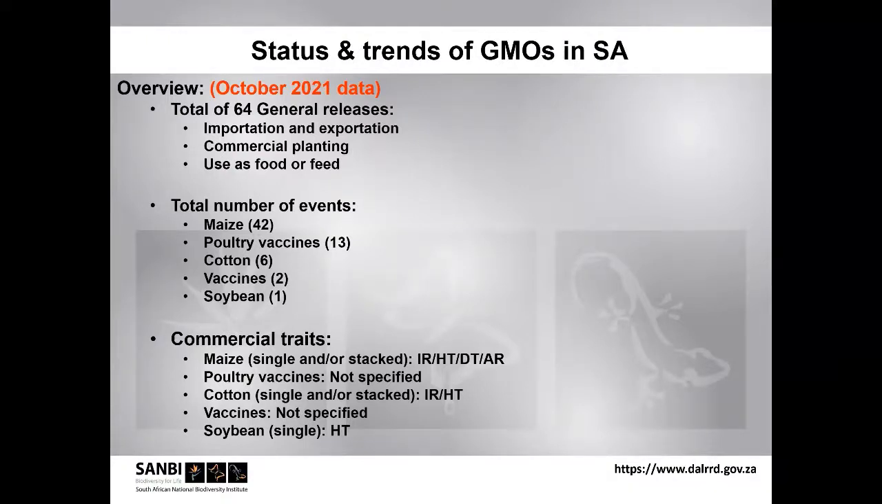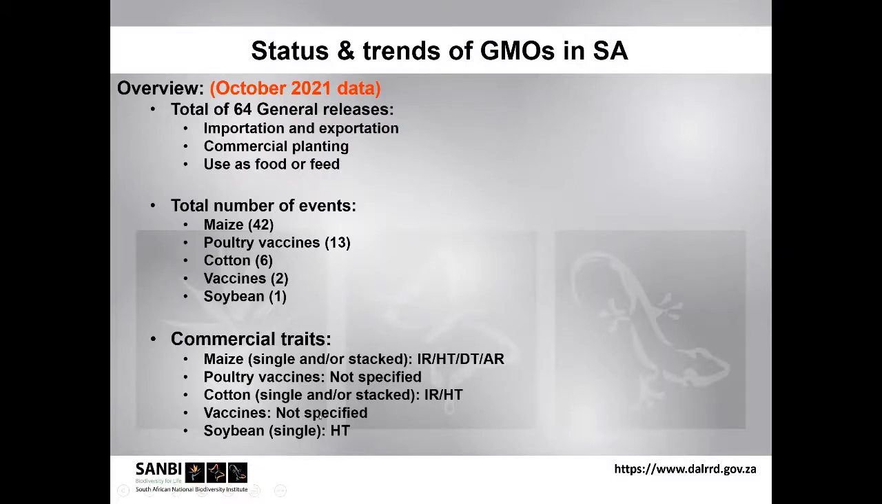Then if we look at the types of commercial traits that we have, in maize, we've got what we call single or stacked traits. And the IR stands for insect resistance. Then we've got the HT, which is herbicide tolerant, DT, which is the drought tolerance, and then we've got the antibiotic resistance as well. For the poultry vaccines, we couldn't get any specifications on those. And then for the cotton, we also have the insect resistance and the herbicide tolerant. And then, like I said, for those vaccines, we couldn't get what they were called. These are these last ones here, where they are not specified.